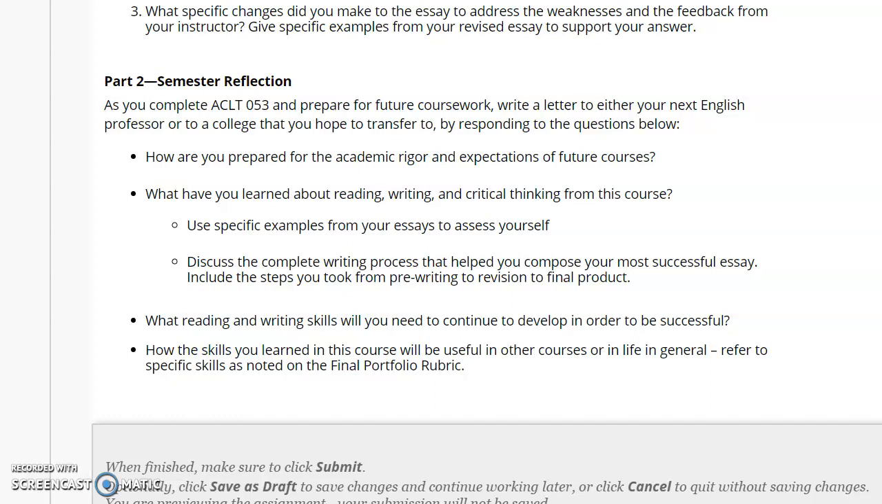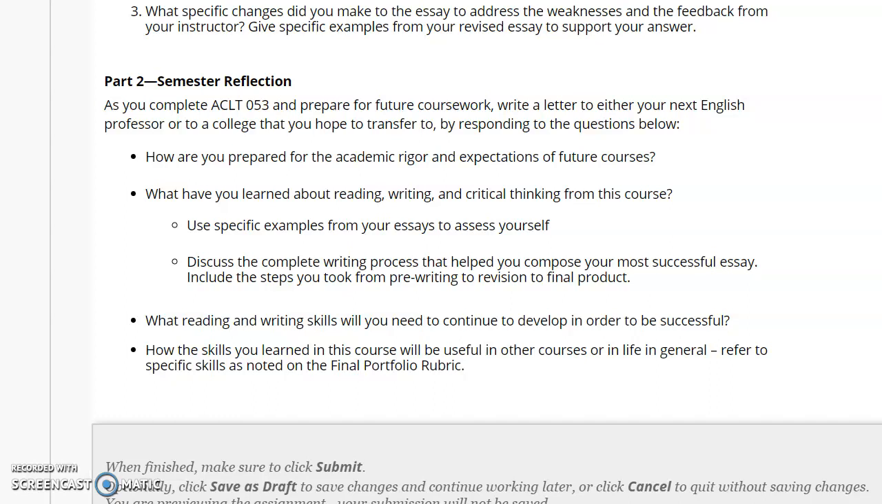What have you learned about reading, writing, and critical thinking from this course? Use specific examples from your essays to assess yourself. Discuss the complete writing process that helped you compose your most successful essay. Include steps you took from pre-writing to revision to final product.